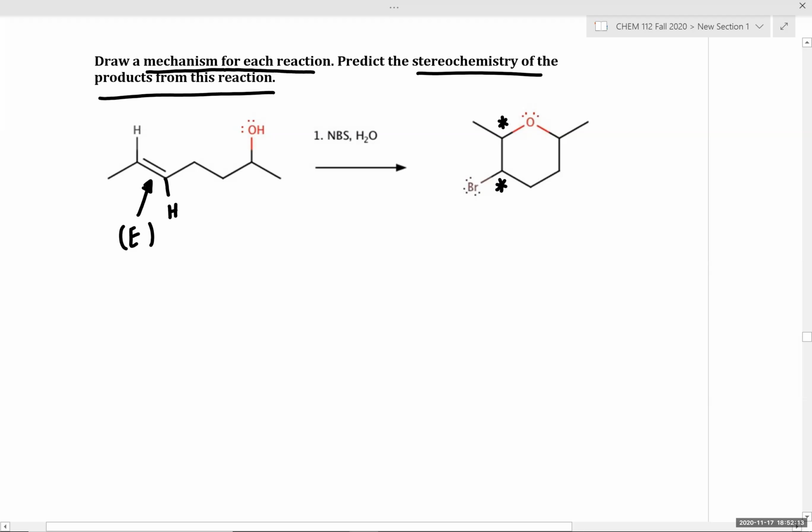This is an example of an attack by an internal nucleophile. In this case, in case you're wondering, the regioselectivity is dictated by ring size. So it's a pretty funny quirk of this reaction.